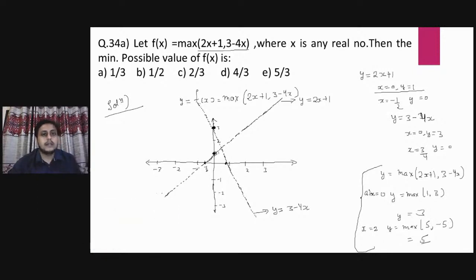So let's start with minus infinity. Guys, when x is minus infinity, which equation will you choose? f(x) equals maximum of 2x plus 1, comma, 3 minus 4x. As we move from left to right, starting from minus infinity, let's say x equals minus 1000, minus 500, minus 100, minus 50, minus 1. As we move from left to right, which graph gives us the maximum value? This one, this graph.